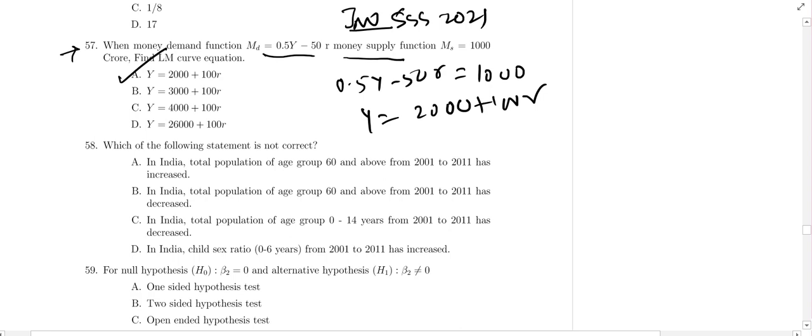Now we move to 58. Which of the following statements is not correct? In India, the total population of 60 and above has increased, decreased 0.6. So this is the correct answer. 58, sorry, this is the correct answer.